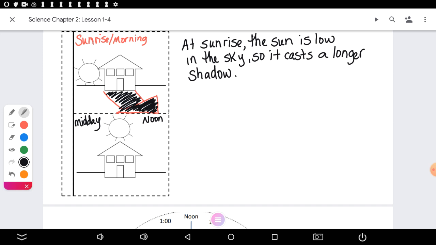12 o'clock is when the sun is highest in the sky. What would our shadow look like for this one? It would just kind of look like a blob underneath it, so you can just draw that. Just draw a little blob underneath it. It doesn't have to be a perfect little blob. It can be a jagged little blob if you'd like it to be.